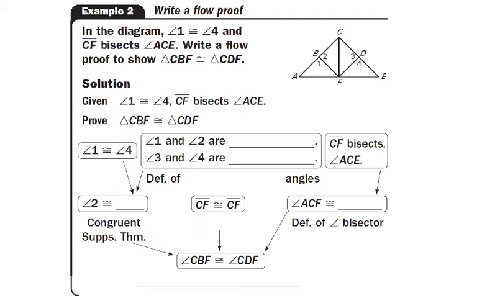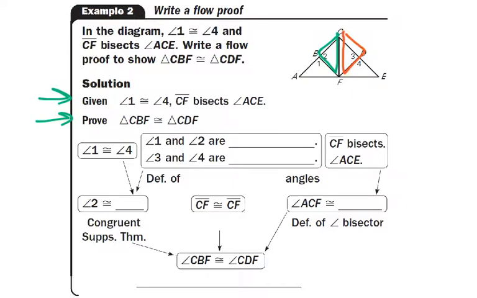Okay, here's our flow proof. And it looks like just kind of a mess here. So let me point out some things. Now, here we've got our given, all right, and our prove statement. So what we do is we take each of those givens and where it leads us to finally showing that the two triangles we want, CBF, so we want to show this green triangle is congruent to triangle CDF, the red one here.